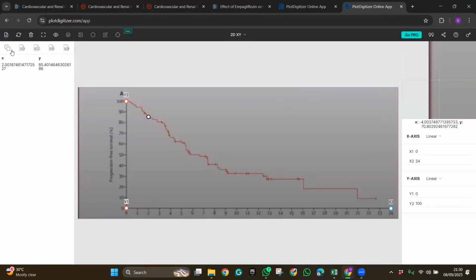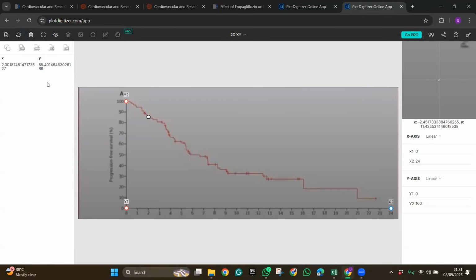Do you see this left hand side? As soon as you click here, these numbers appear on the left hand side. This 2 basically represents the number of weeks, which is 2 weeks. And this gives you the y-axis, progression-free survival. But this is not the complete data. This is still raw.